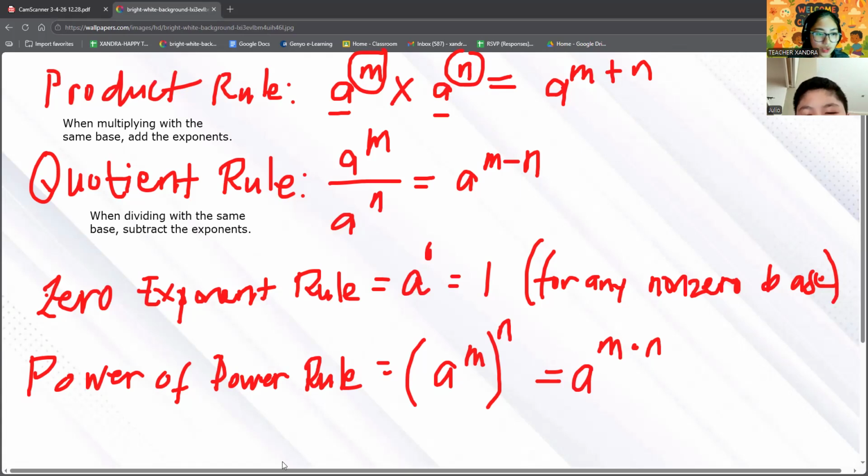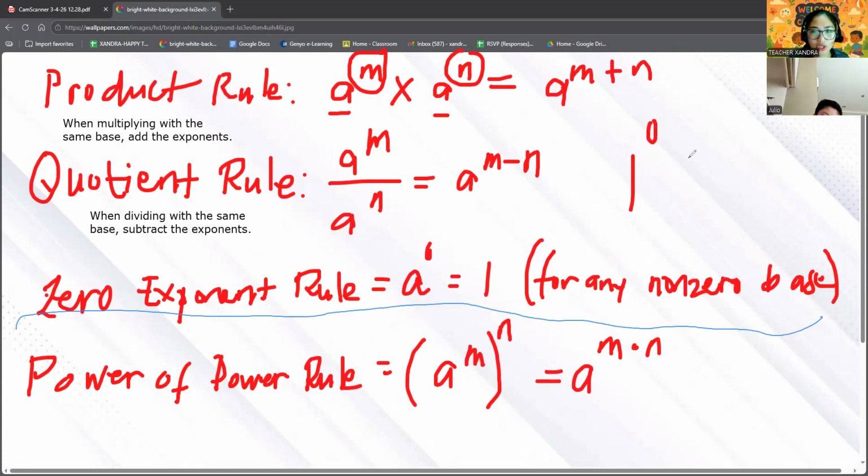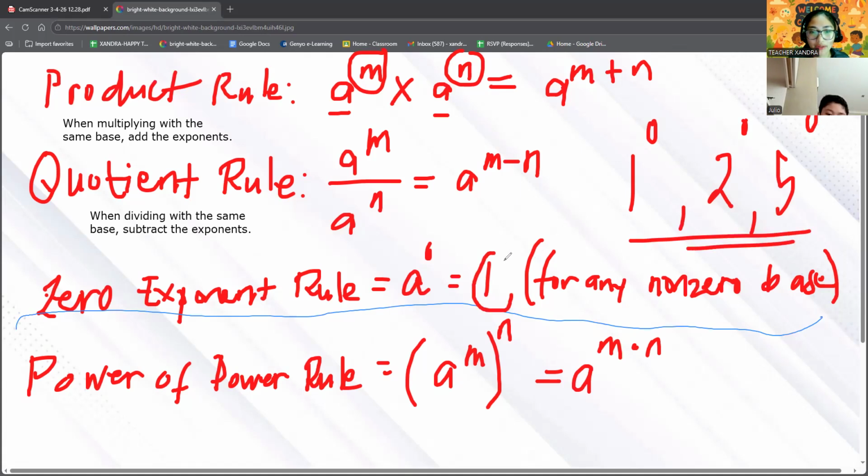Okay, I'm sending this to you. Now what does this... If you see a number like 1 raised to 0, 2 raised to 0, 5 raised to 0, the answer will always be 1.